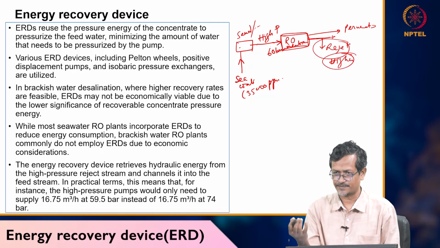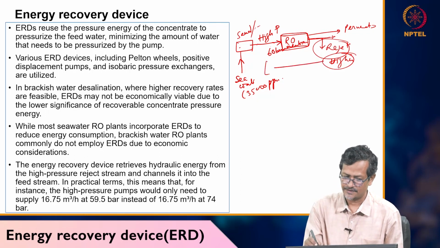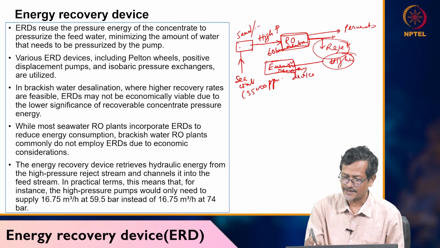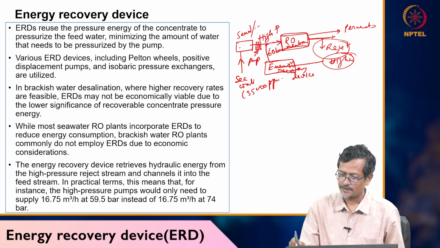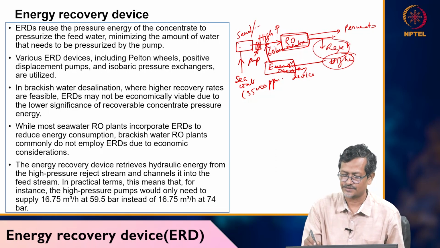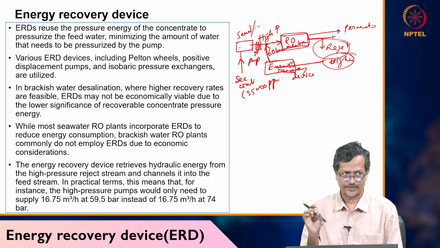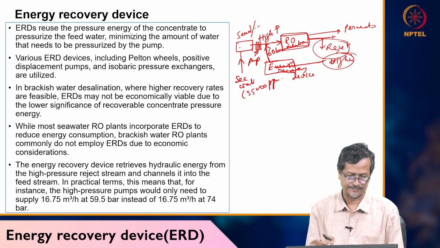So, what is happening? This pressure is getting wasted. Pressure means energy. So, they make a certain arrangement, an energy recovery device. Then that energy will be supplied here also. So, here will be a pump. This high pressure reject will give a certain amount to the energy recovery device, and this energy will be given as pressure to the system.